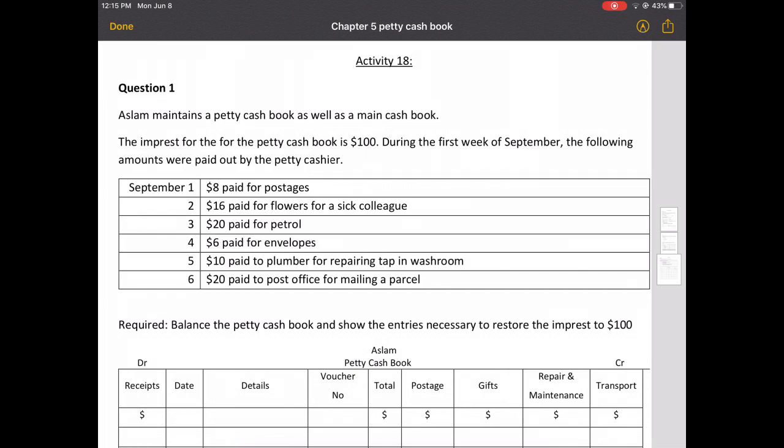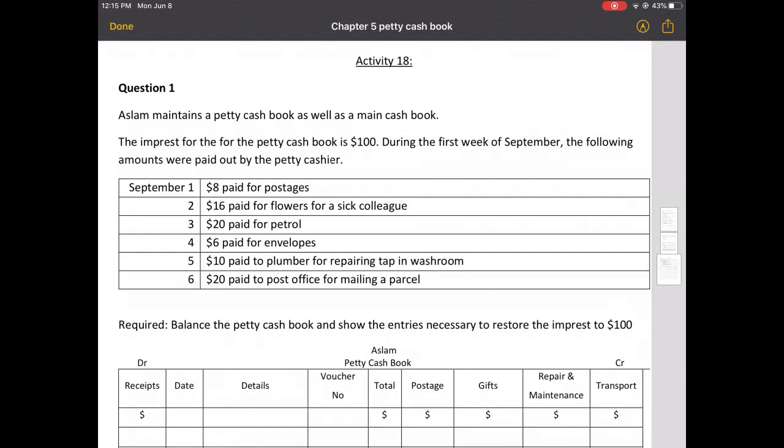Okay, let's read it together. Aslam maintains a petty cash book as well as a main cash book. This is common for businesses. The imprest for the petty cash book is $100. So $100 should be your opening and your closing amount. During the first week of September, the following amounts were paid out by the petty cashier. So their period is weekly in this question.